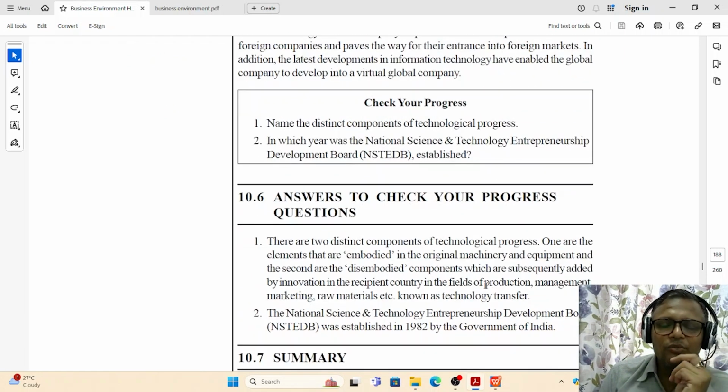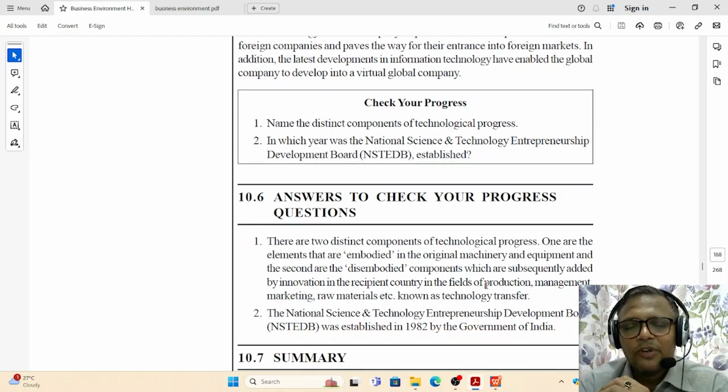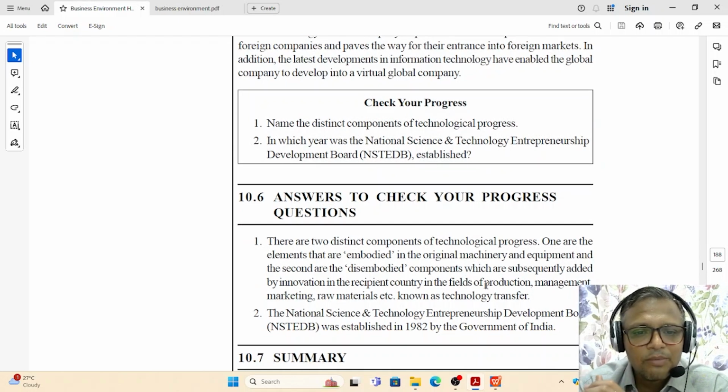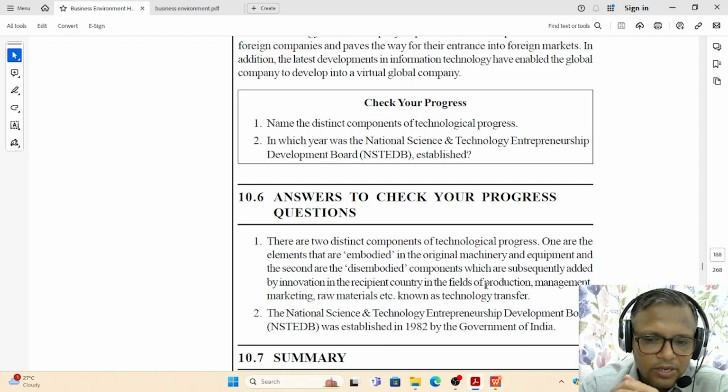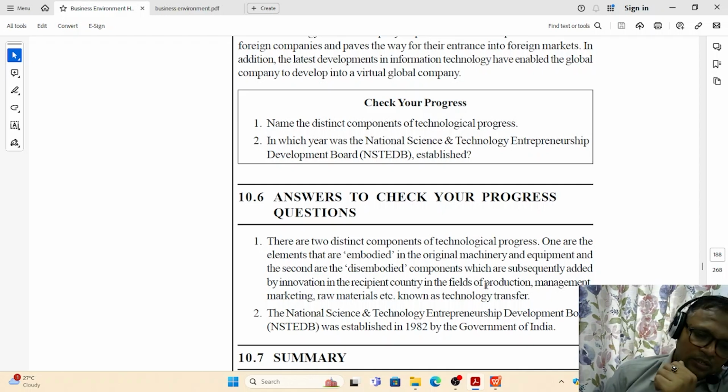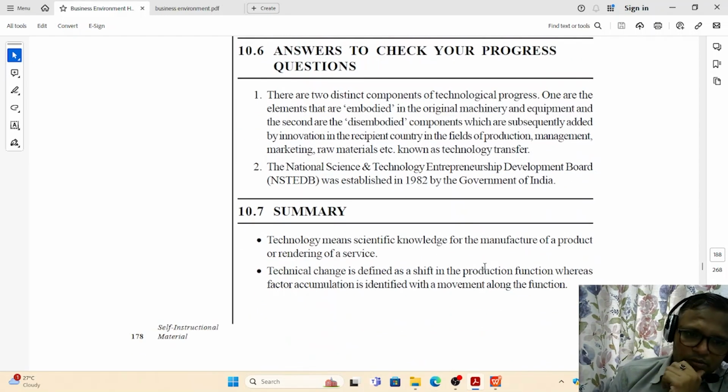Now a few questions you can think of related to the topic we have discussed. For example, what are the distinct components of the technological process? In this, there are two distinct components. The one is the element that is embodied in the original machinery, and the second is disembodied components which are subsequently added by innovation. And in which year was NEST-BED established? It was established in the year 1982 by the Government of India, Department of Science and Technology.